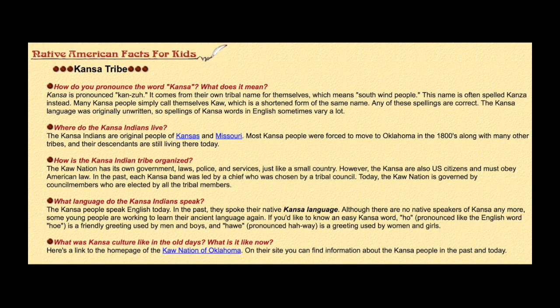Our last website is all about the Kanza tribe, or also the Kaw. And this is pretty cool because it's actually from the Kanza tribe, and they're going to tell you all about themselves. And so it'll give you a nice peek into their lives. And there's also more information on the website beyond just some questions and answers about the Kaw.